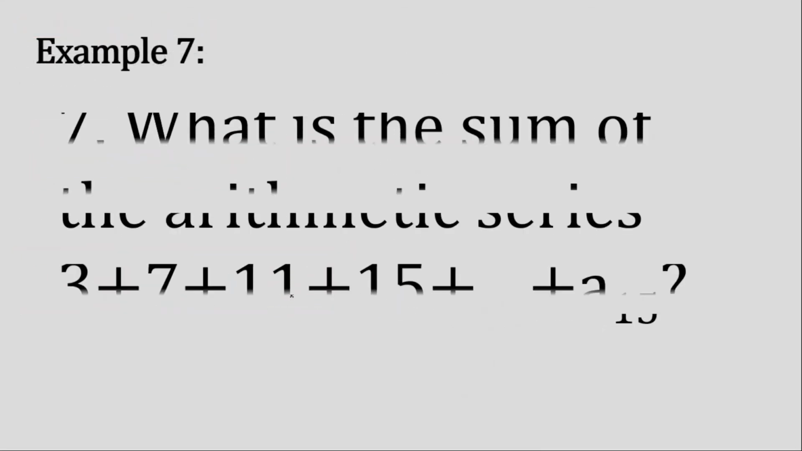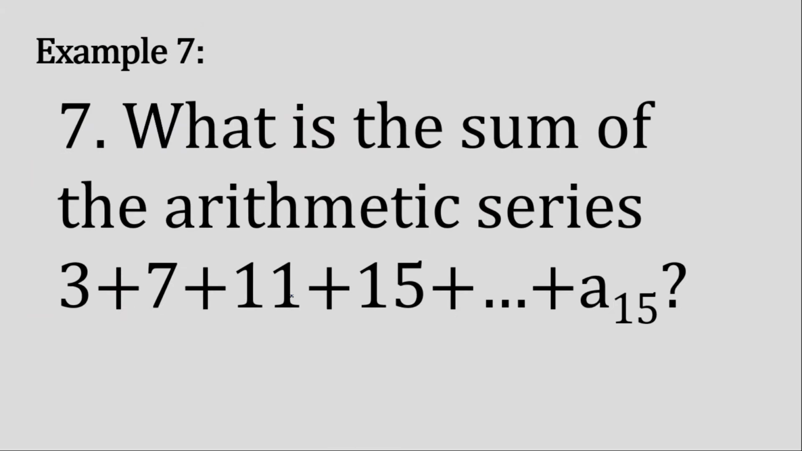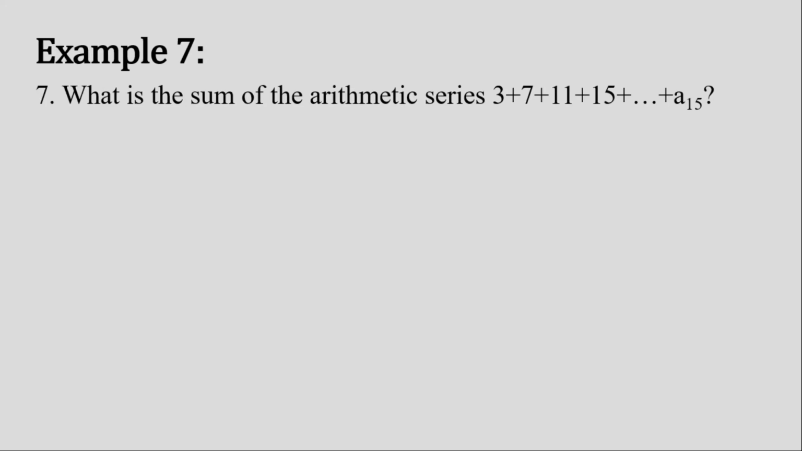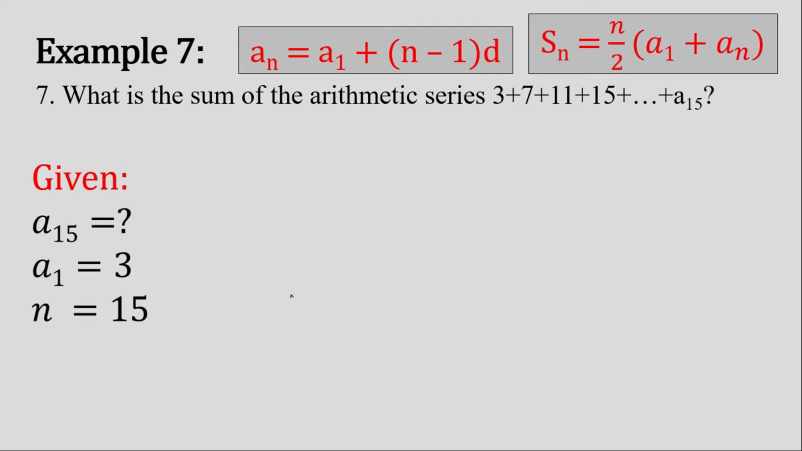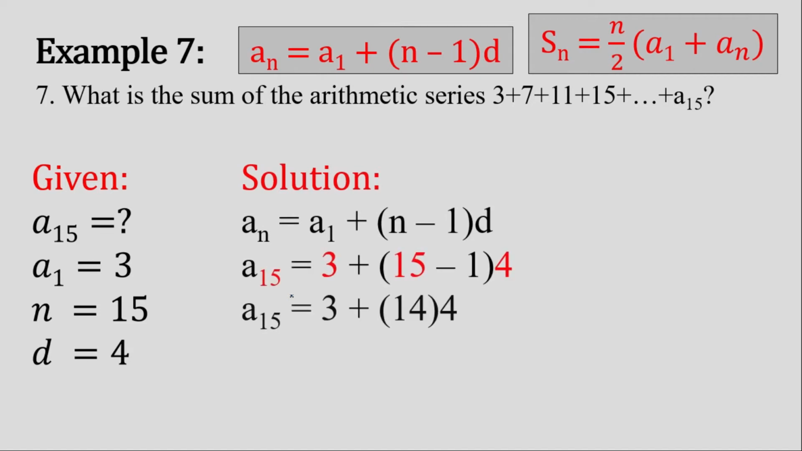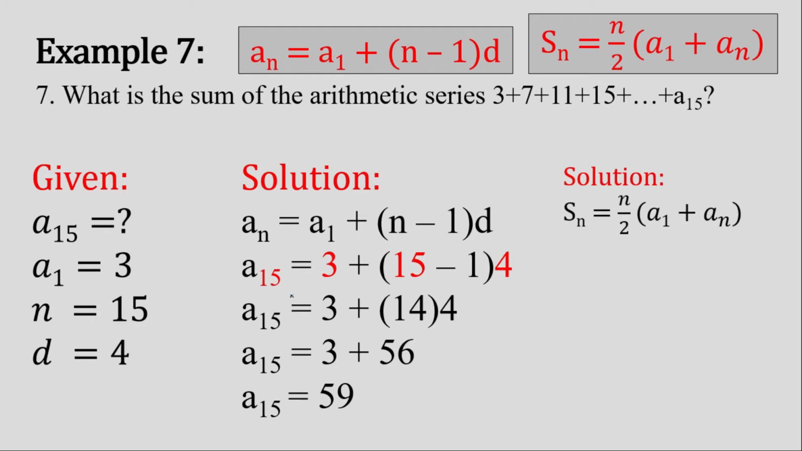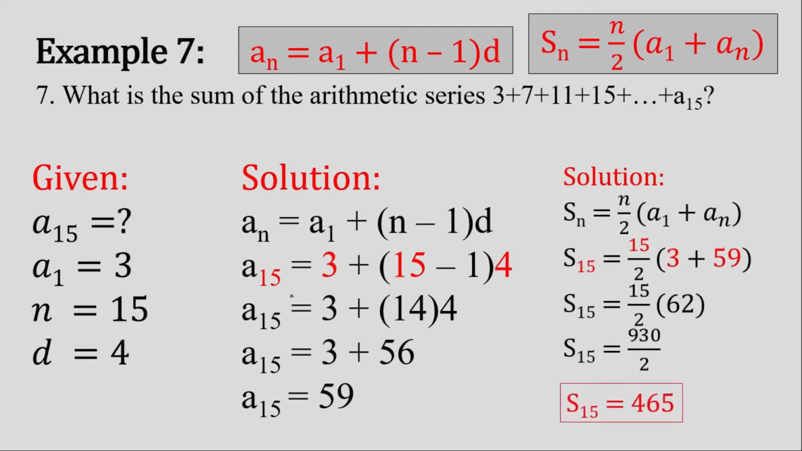Now let's compare using the following example. What is the sum of the arithmetic series 3 plus 7 plus 11 and so forth until a sub 15? So we just try to use the old approach that we always do. Write the given. Here, we just need to solve first for a sub n, which is a sub 15. And then after solving a sub 15, we're going to use another formula to solve for the sum of the first 15 terms.